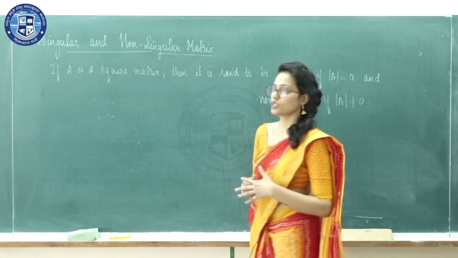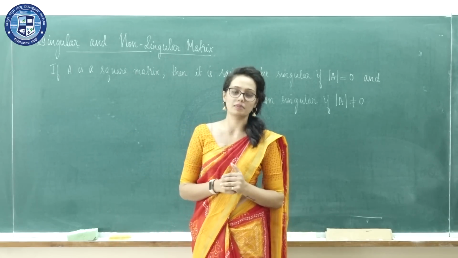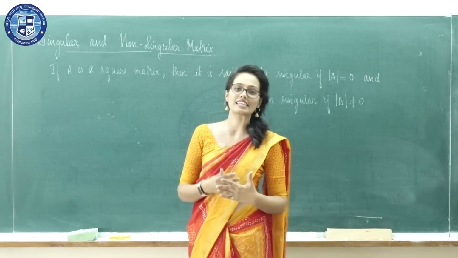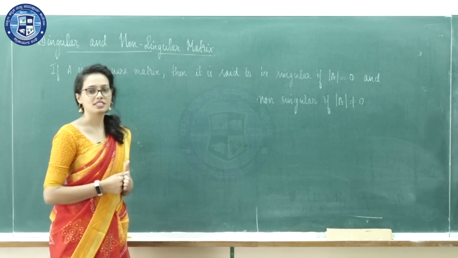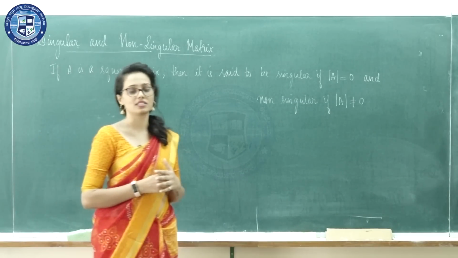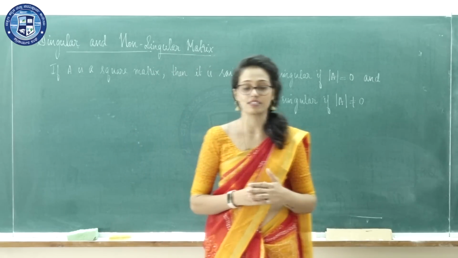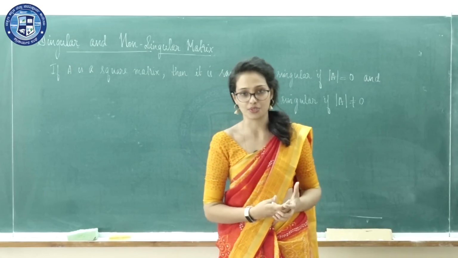Singular and non-singular matrices. A square matrix A is said to be a singular matrix if the determinant is equal to 0, and it is non-singular when the determinant is not equal to 0. So, when we calculate the determinant, if we get the answer equal to 0, then we can say that the given matrix is singular. Okay?